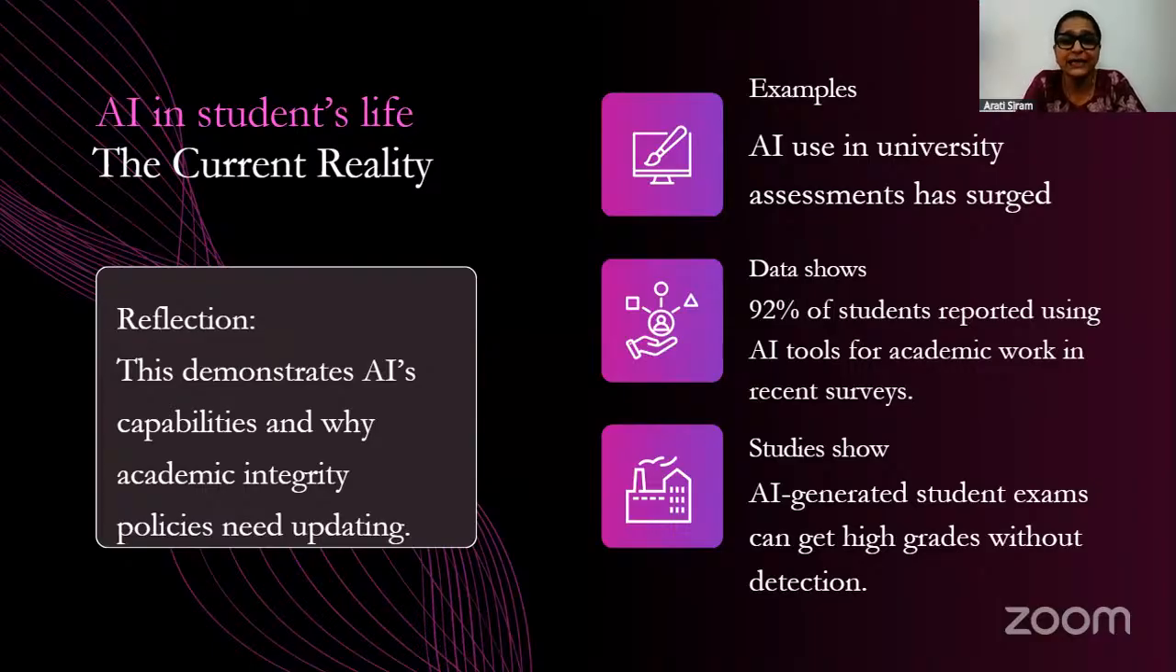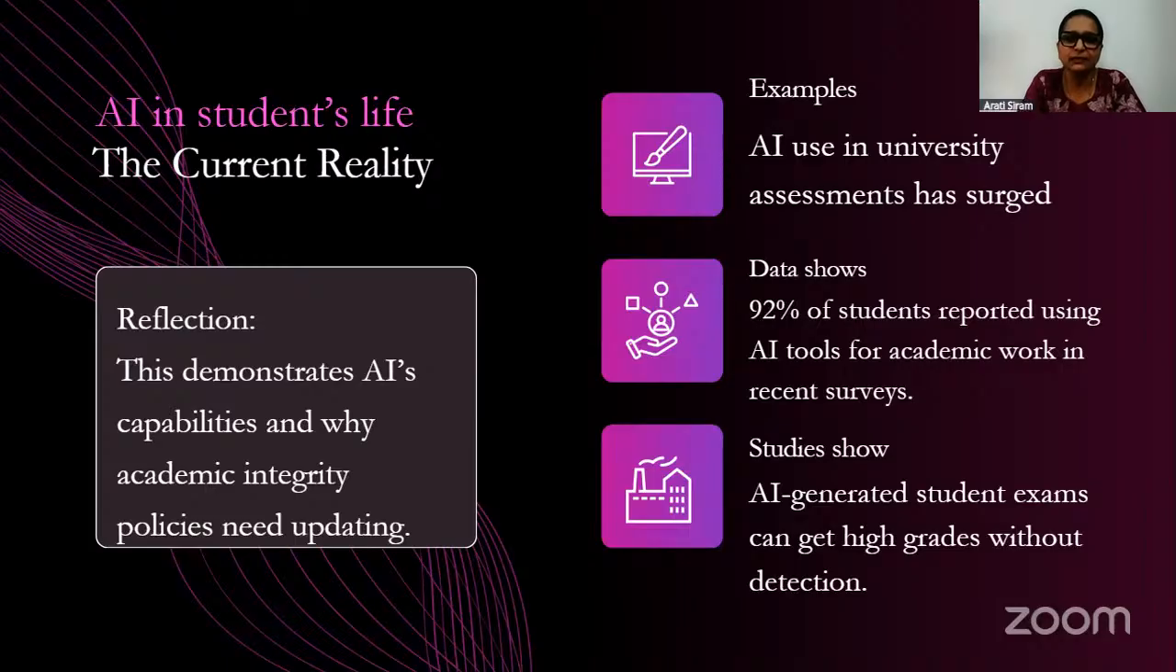The data shows that 92% of students are reporting that they are using AI tools for their academic work, for their academic purposes. And this is a recent survey. So this is not a number generated from ChatGPT, but it is the reality. The study also shows that AI-generated information, if used in assessments and exams, is not even getting detected. So that is again a kind of risk that is there when we use AI.